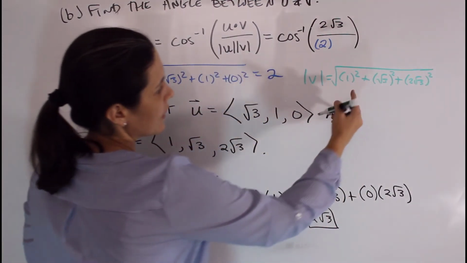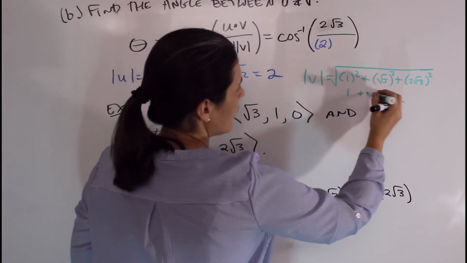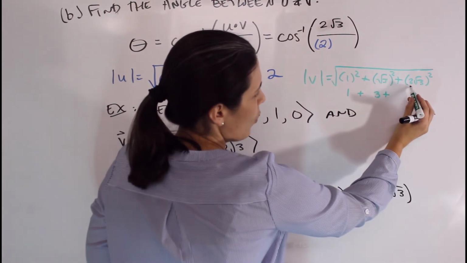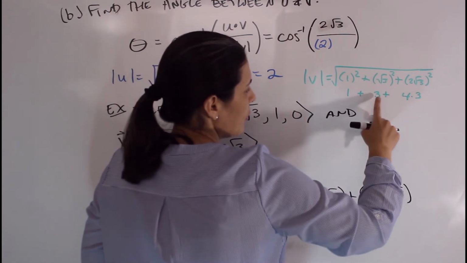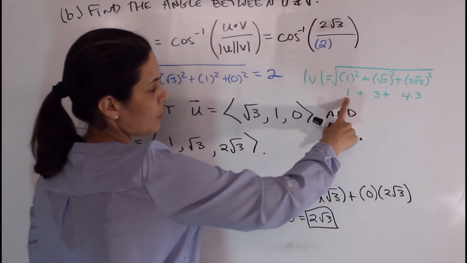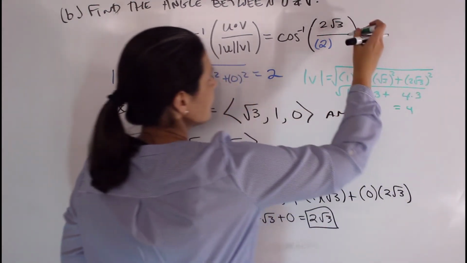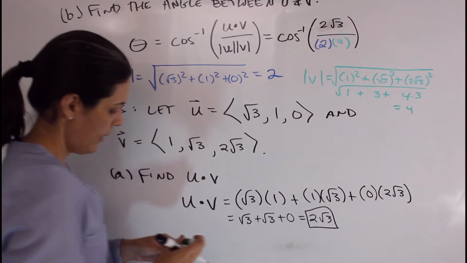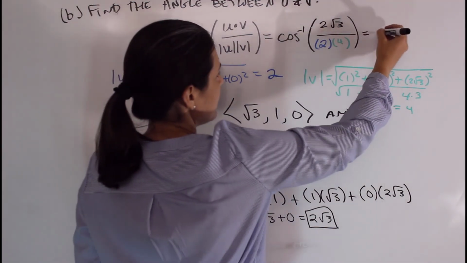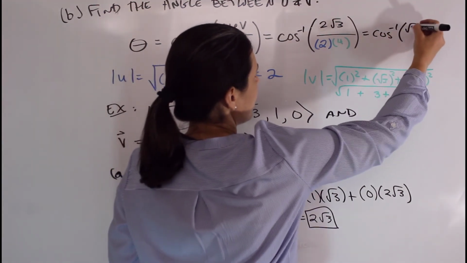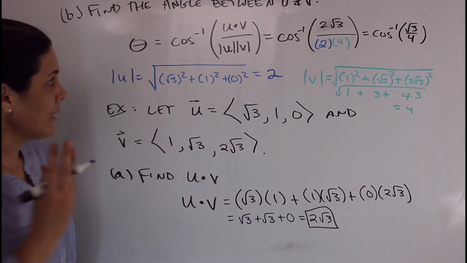Okay, and so that's going to be 1 plus 3. Let's actually write this out. 1 plus 3. This is going to be 4 times 3, so 12. So 12 plus 3 plus 1. This is square root of 16, which is 4. So this is 2 times 4. And then put that together. We can actually divide out the 2's there. So this is cosine inverse of square root 3 over 4. And that's theta. So that's the exact answer.